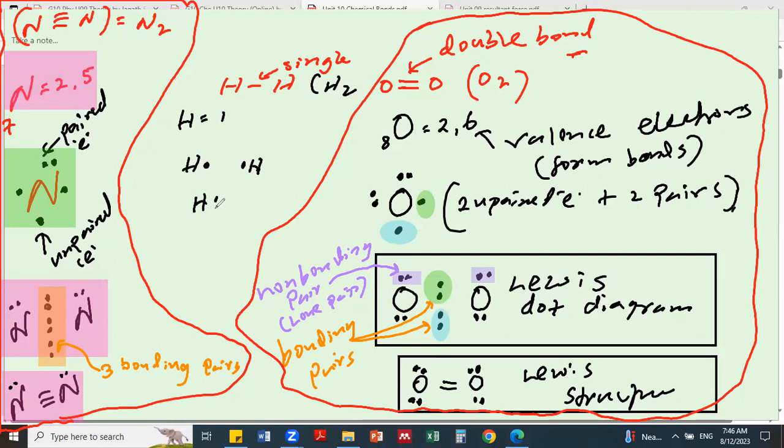Then they come and get paired in the middle. Now they have 2 electrons, because the bonding pair belongs to both the atoms. That's why they come and stay in the middle. That is how you draw hydrogen. This is the Lewis dot diagram for hydrogen. This is the Lewis structure for hydrogen, the last one. Is that clear, everyone? Understood?